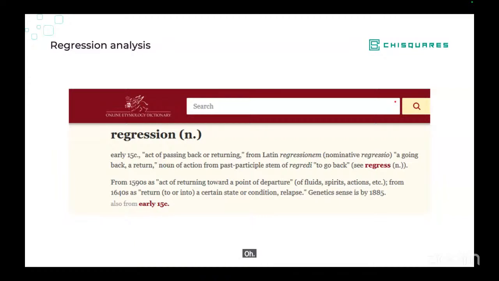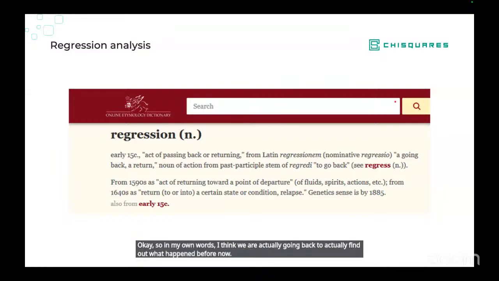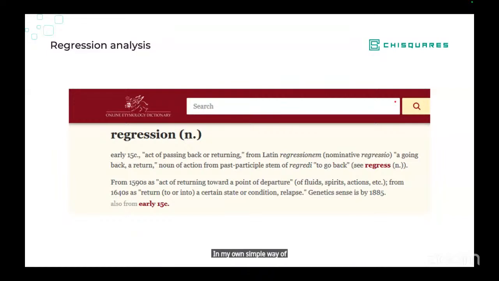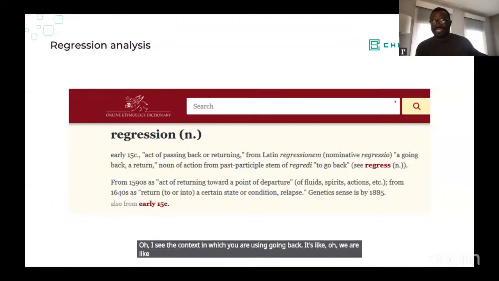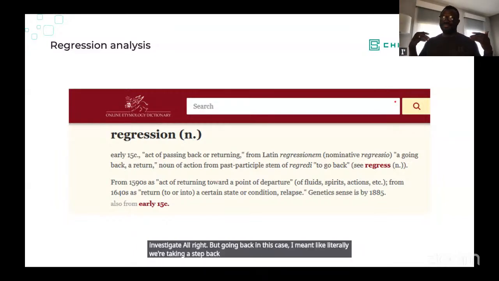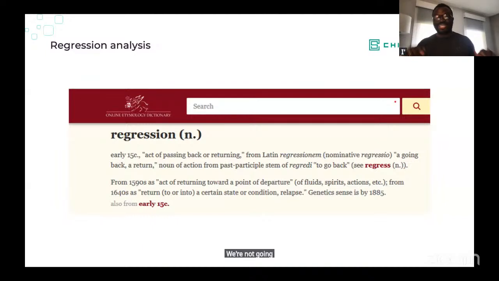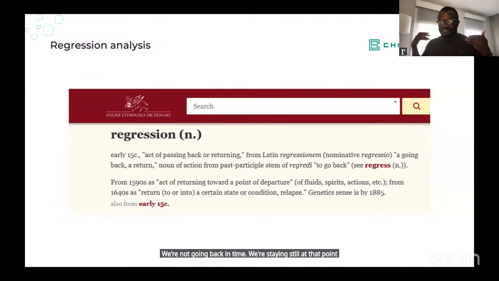Okay. So in my own words, I think we are actually going back to find out what happened before, now, in my own simple way of interpreting it. Oh, I see the context in which you are using going back. It's like we are doing a post-mortem analysis. We're going back to say, let's go and investigate. All right. But going back in this case, I meant literally taking a step back. We're not going back in time. We're staying still at that point, but taking a few steps backwards.